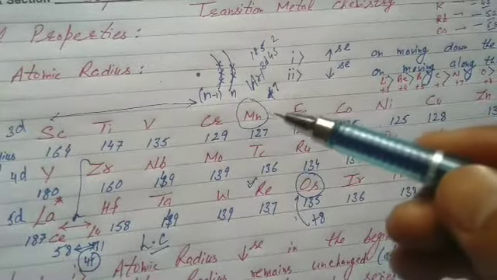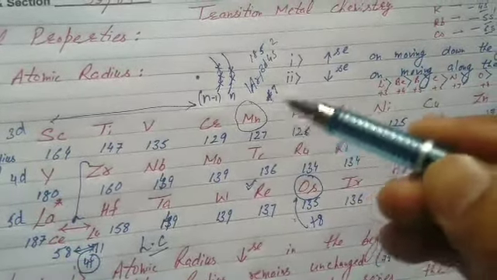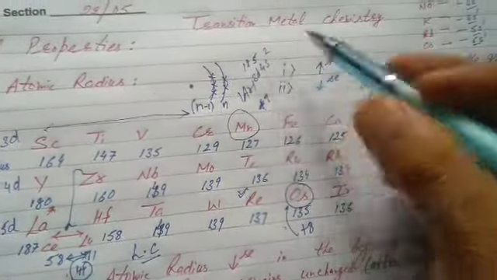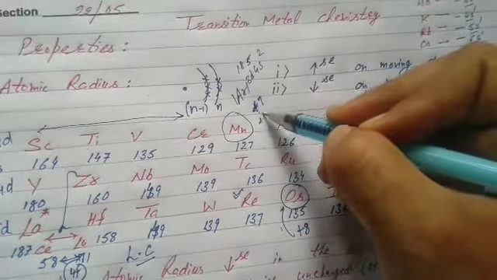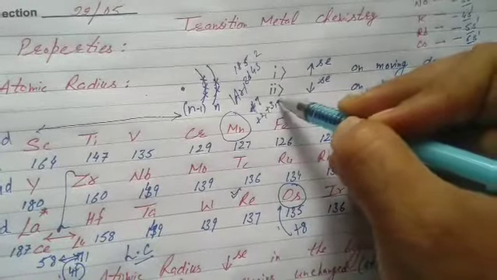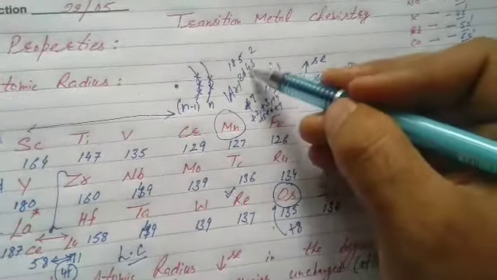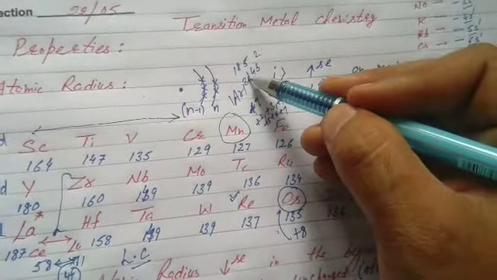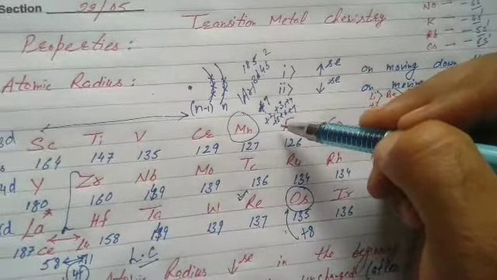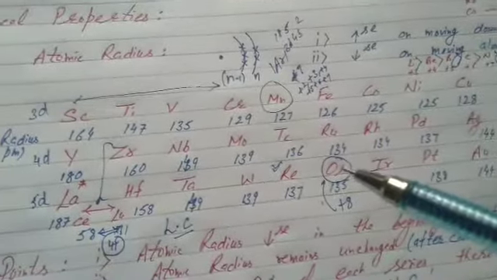Why do they show different oxidation states? Because they can lose different numbers of electrons. It starts from +2, +3, +4, +5, +6, +7. At first it uses ns electrons and then unpaired d electrons. Maximum oxidation state is shown by osmium.